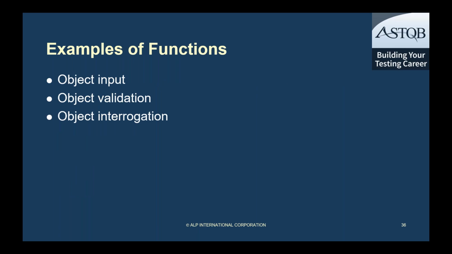So examples of functions. Well, we have object input, which would be how to actually do an input for a particular type of object, the validation, and the interrogation. Those would be the three major functions that you want to write for the different types of objects that you have.